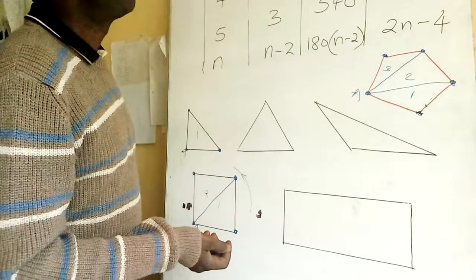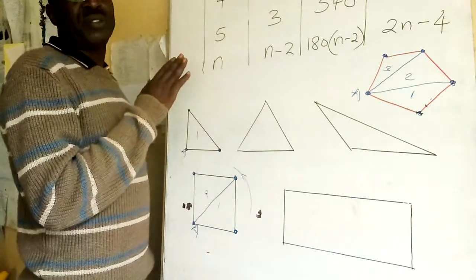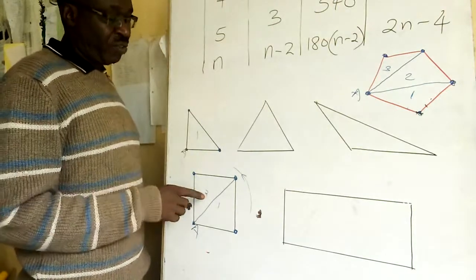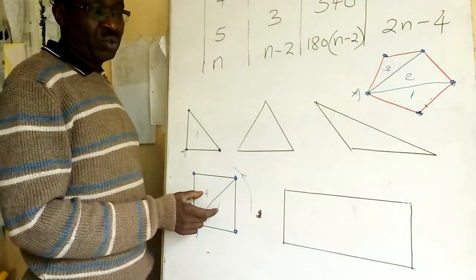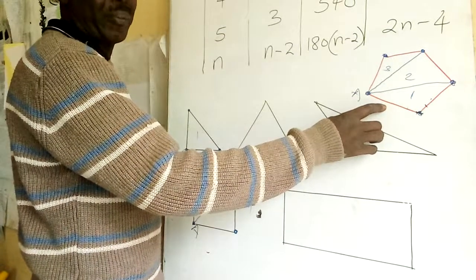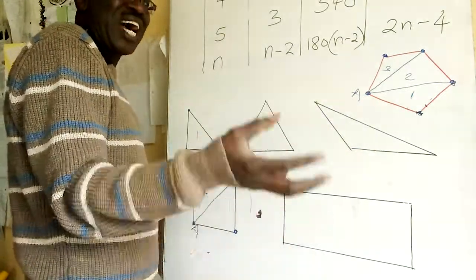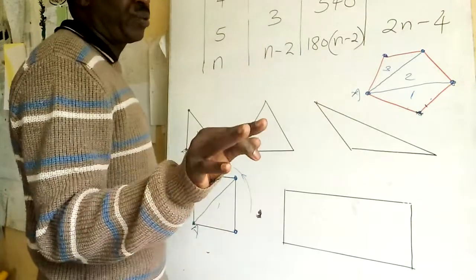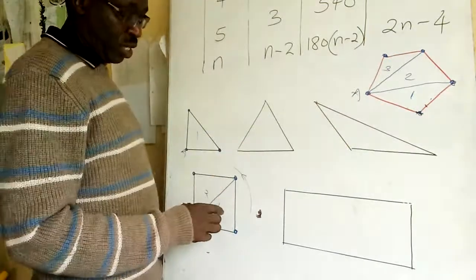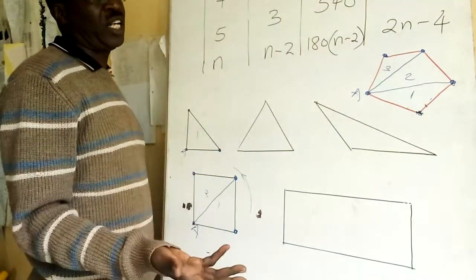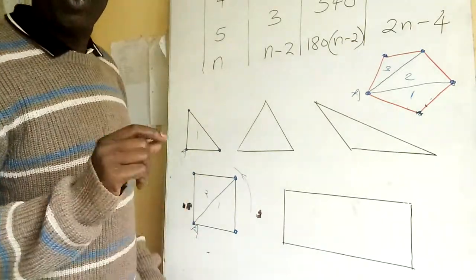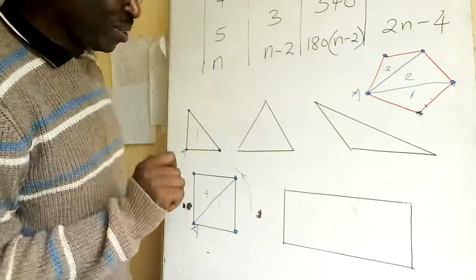Okay, so if we have 3 sides, it is only 1 triangle. If we have 4 sides, we are talking of 2. If we have 5 sides, a 5-sided figure, pentagon, how many triangles are inside the pentagon? 3. Okay. What is the sum of them? 540. Here, 360. Here, 180. Okay. Right. Now, I want to take you a bit further.